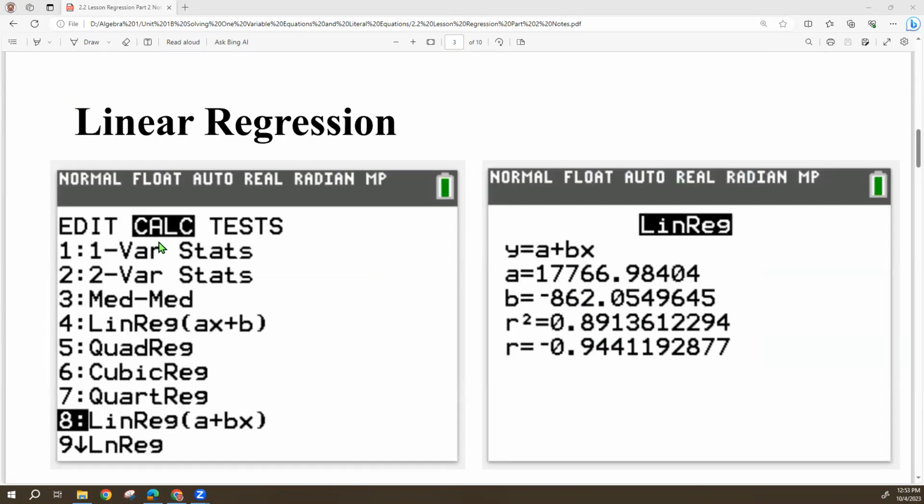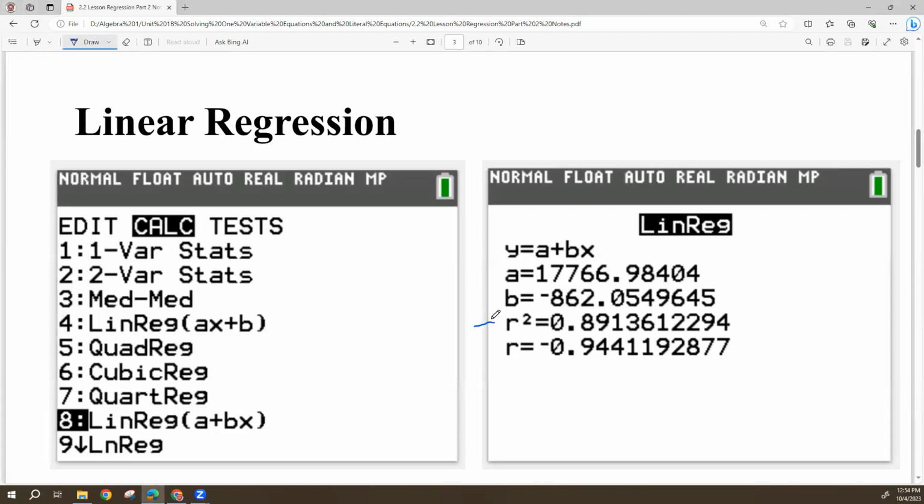So we went and we calculated linear regression. We did stat, calc, chose option 8, and we should have gotten an output like this, where we chose A as the slope, or I'm sorry, the intercept of our regression line, and B as the slope of our regression line. We calculated R a couple lessons ago. That's our correlation coefficient, regular R.